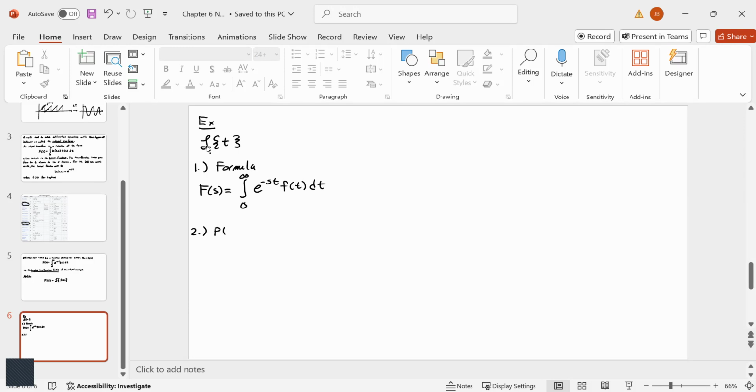Step two, plug in. So F of s is equal to the integral from 0 to infinity, e to the negative st times t dt. Step three, limit. The limit as b approaches infinity of the integral from 0 to b of e to the negative st times t dt. Step four, integrate.